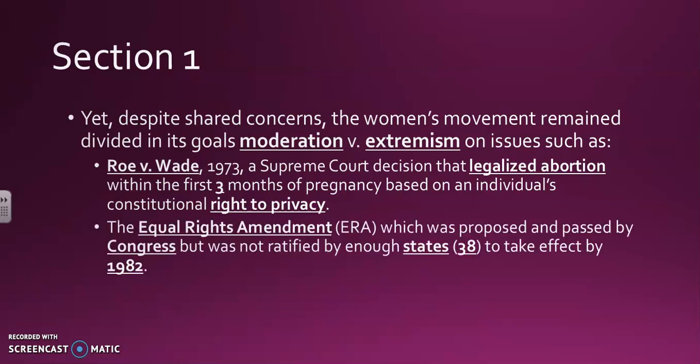So, the Equal Rights Amendment, or the ERA, which was proposed and passed by Congress but was not ratified by enough states, which you need 38 to do, to take effect by 1982. So you have to have at least 38 states pass this bill within a certain time frame, which never ended up happening. So the Equal Rights Amendment kind of died out, even though now they are starting to call for a passage of a new Equal Rights Amendment in Congress today.